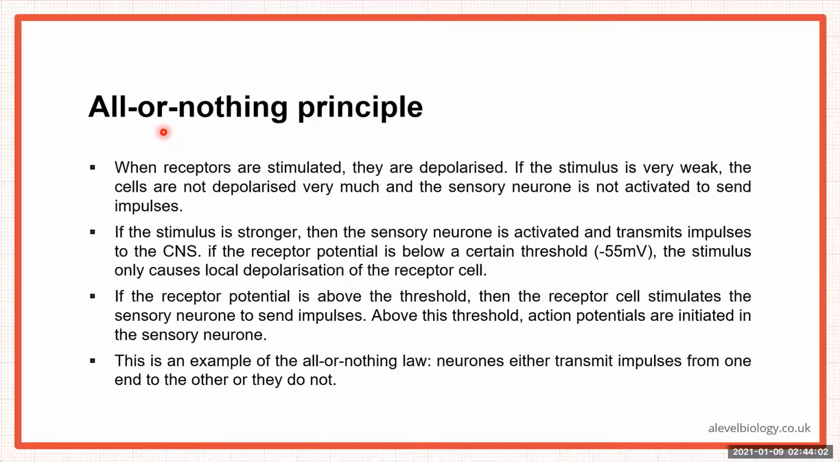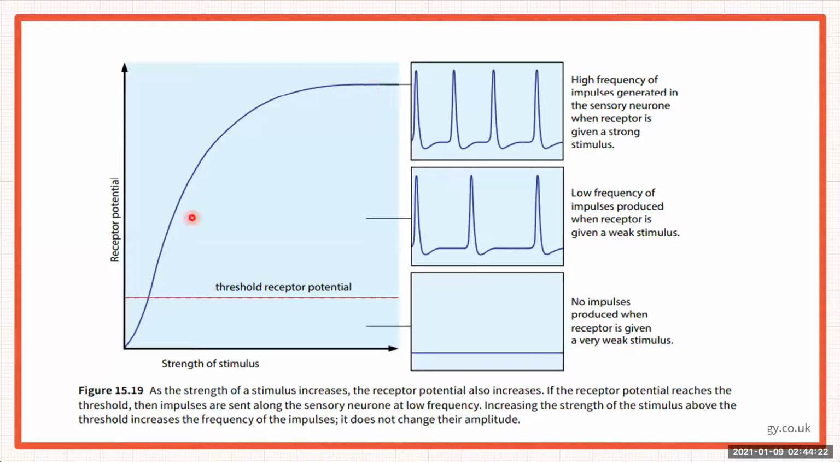Or in other words, the neurons would either transmit impulses from one end to another if the stimulus is strong enough, or they would not do that at all. So this is all or nothing. If this threshold value is crossed, only then will this nerve impulse be generated.